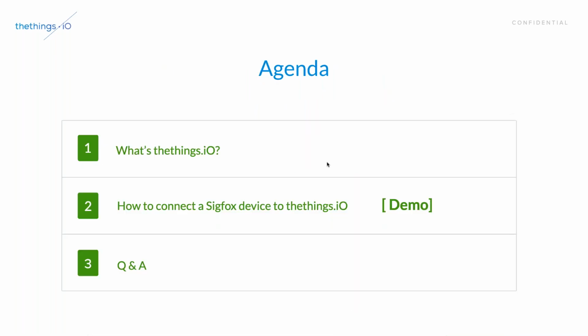Okay, so this is the agenda. Actually, Alexandra explained a little bit. I'm going to talk briefly, like 5-10 minutes, about what TheThingsIO is. And I'm going to explain how to connect the Sigfox device to TheThingsIO. Because I like live demos, I'm going to show you with a real button that I have next to me how to connect this button to the Sigfox backend, and then the Sigfox backend to TheThingsIO, and then play a little bit with the data. And finally, as Alexandra said, we are going to do the Q&A.